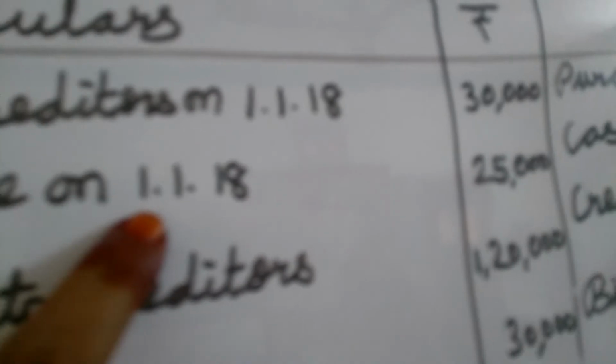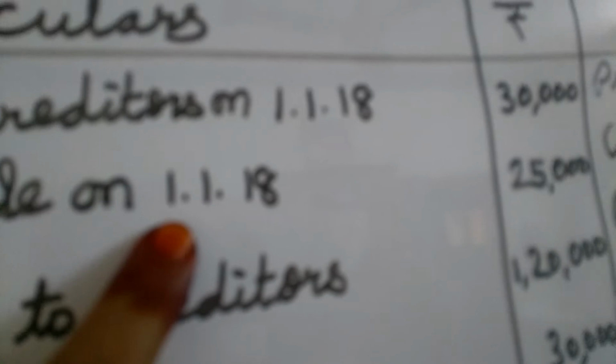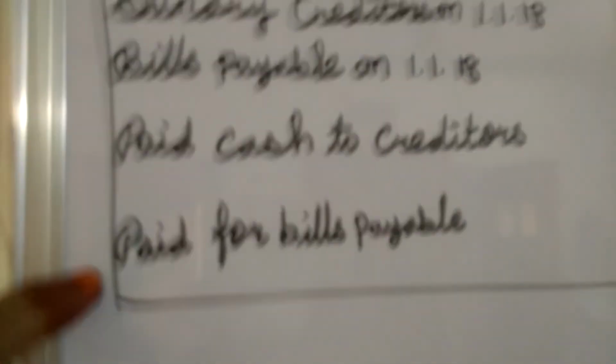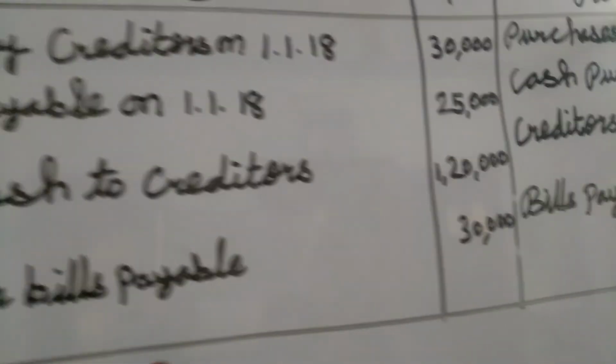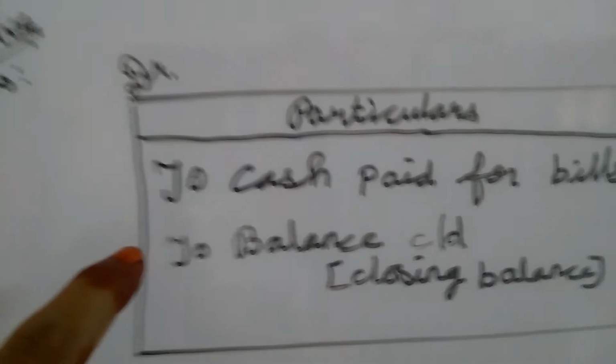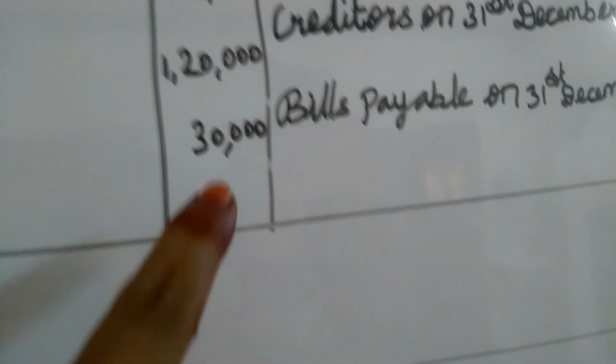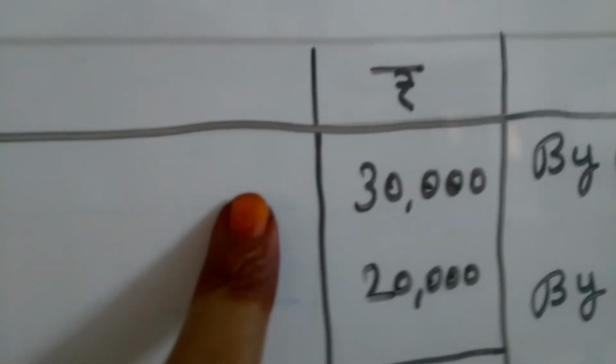So this is the opening bills payable value. This opening bills value, which side will it come as per the format? Credit side. So take this transaction and here you write on the credit side, by balance brought down, 25,000. Next, see the sum. What is the other information regarding bills? Paid for bills payable. So we paid in the form of cash, right? So here on the debit side, we use the term to cash, paid for bills. How much? 30,000. That 30,000 we want to bring here.